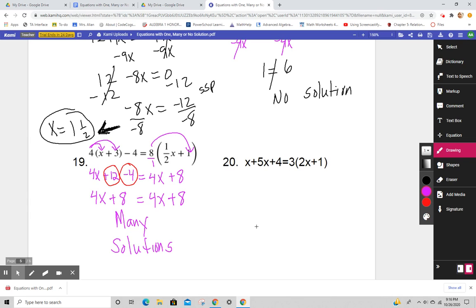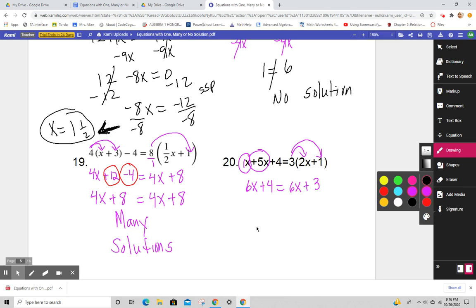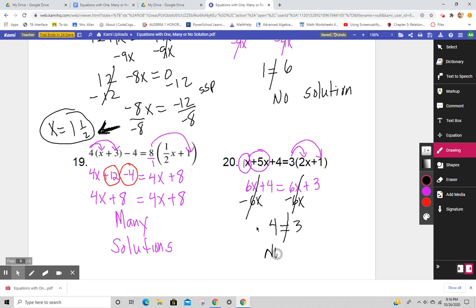All right, so let's combine our like terms. 1x plus 5x gives us 6x plus 4 on this side. Let's distribute. We'll have 6x. Distribute here, 3 times 1 is 3. Let's subtract 6x from both sides to get all of our x's on the same side. This is gone, so is this, giving us 4 equals 3, but that's not true. So the answer is no solution. Okay?